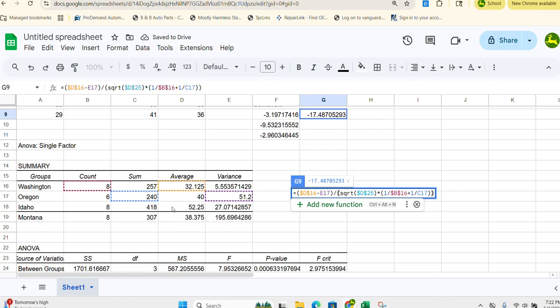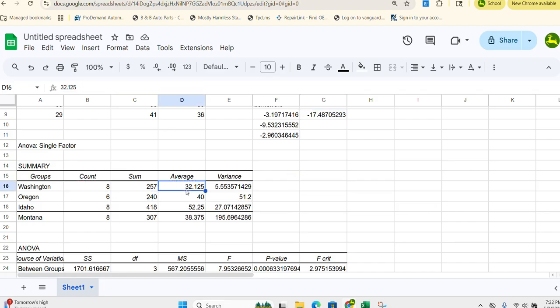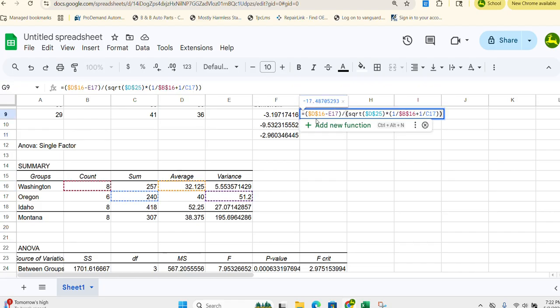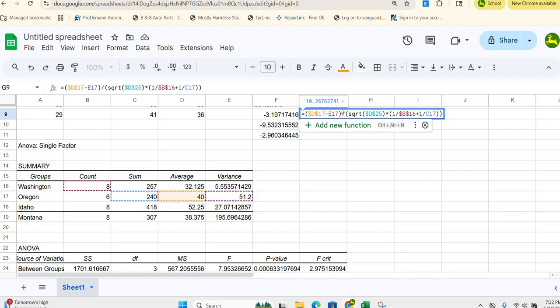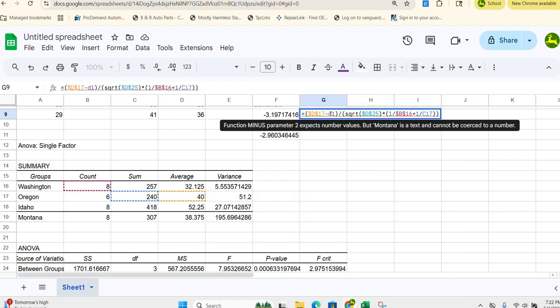So let's go have a look at this. See what we messed up here. What happened? Well, I dragged that D. Yeah, that one's correct, but this is all screwy. So this needs to be over here, except this time I want to move it down. This time I don't want this one. I want this one to be D17, and this one I want to be D18, because I want to compare Oregon versus the other two. You see what I'm saying?